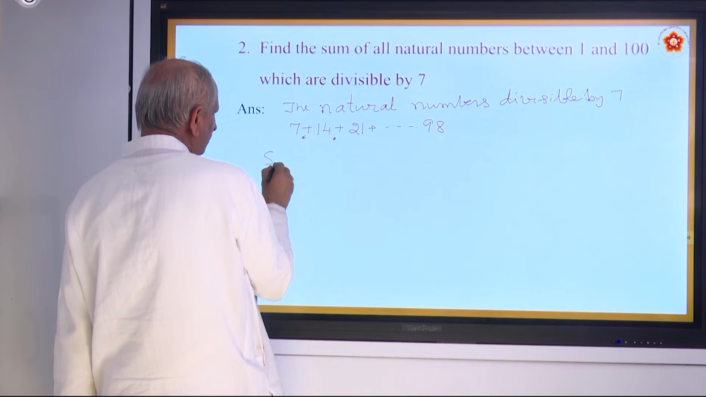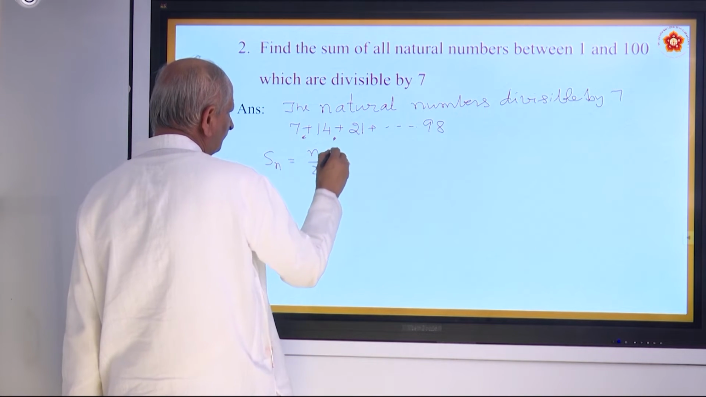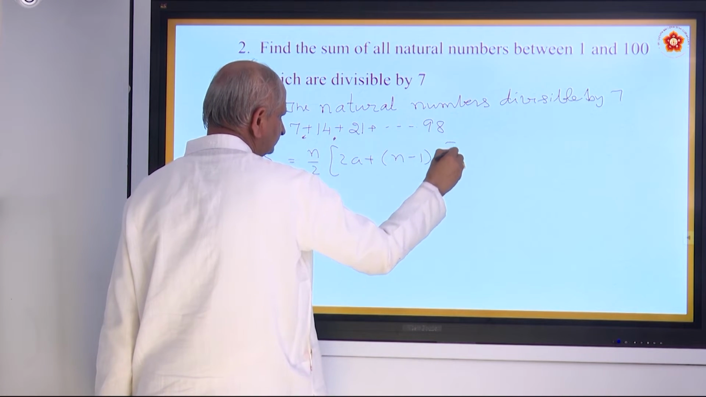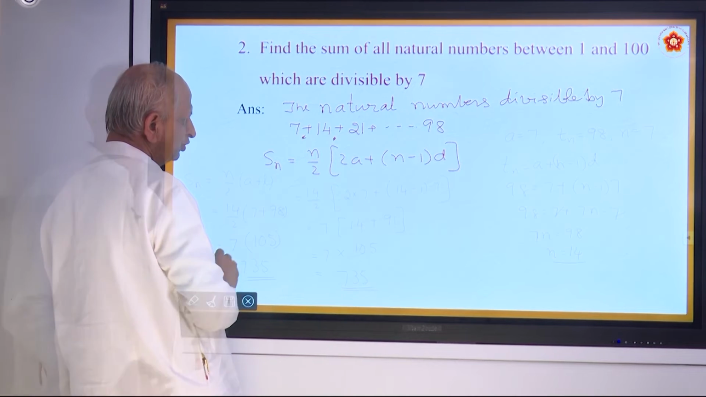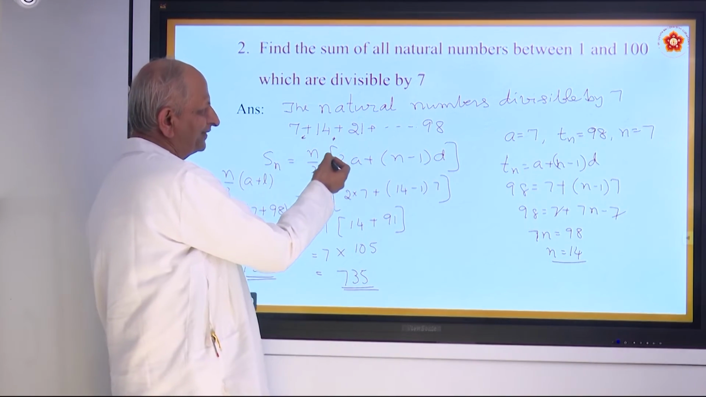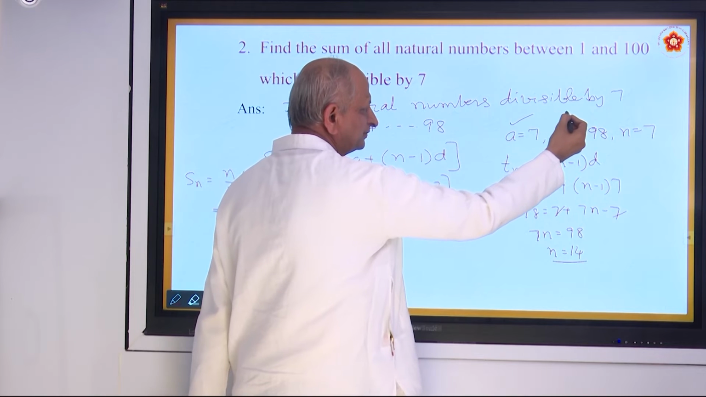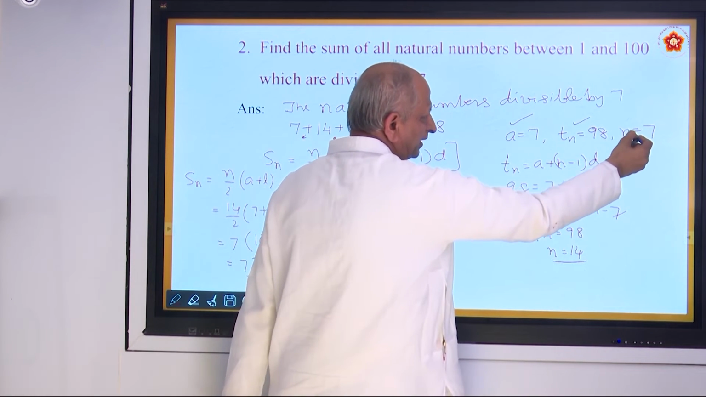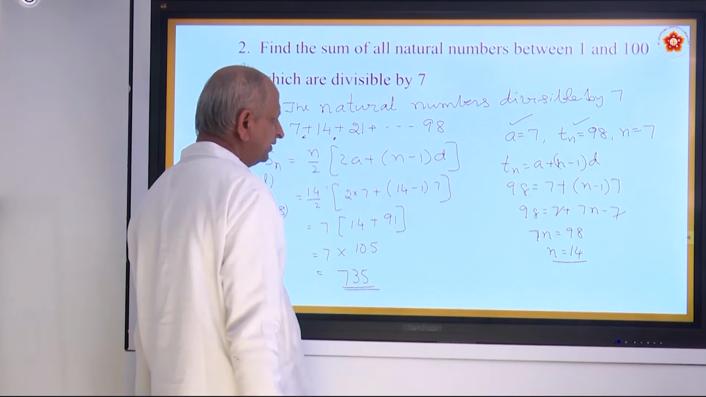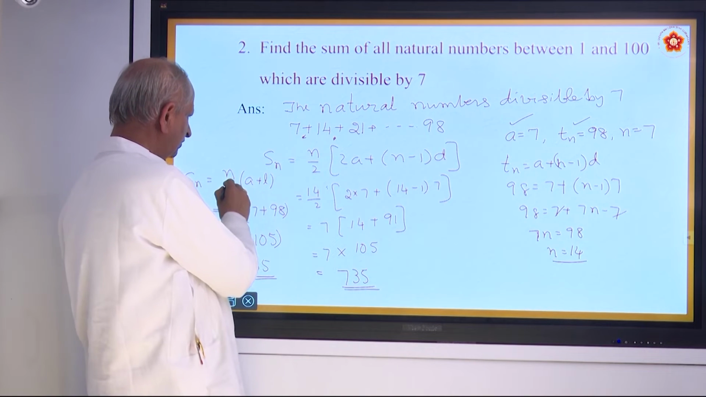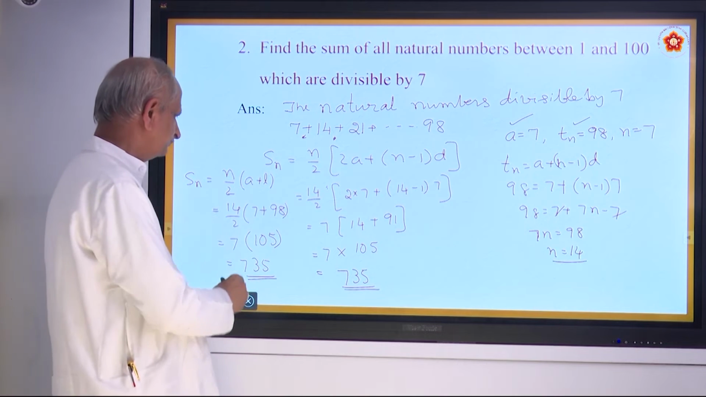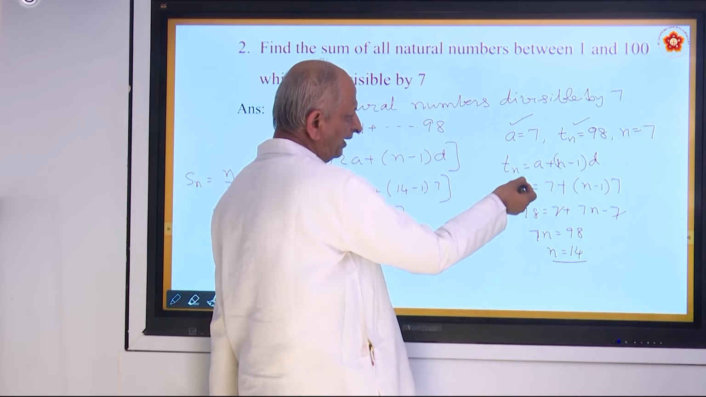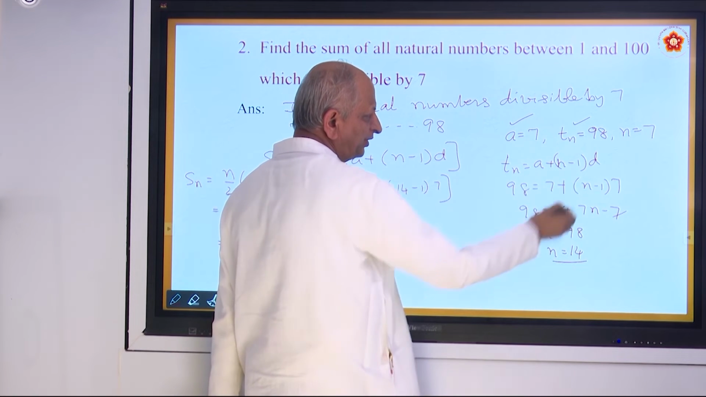So Sn is equal to n by 2, 2a plus n minus 1 into d. Before applying it, you must know here first term is a, 7, Tn is 98, the last term, and then n. You get n by 2 into a plus l. So n is 14. How do you get 14? You apply in this formula. Tn is equal to a plus n minus 1 into d.